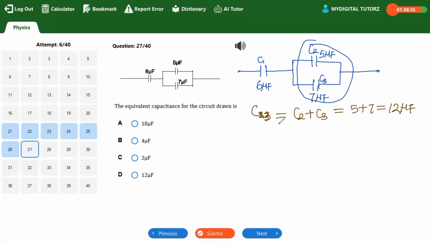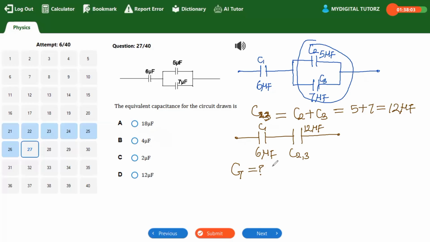Exactly. So our new circuit can now become something like this. The whole of this has become one, so it now bears the name C2,3 with a value of 12 microfarad, as simple as this. Here is our C1 and the value is 6 microfarad. Now, since they are in series, let the total capacitance be CT. That's what we're now looking for.